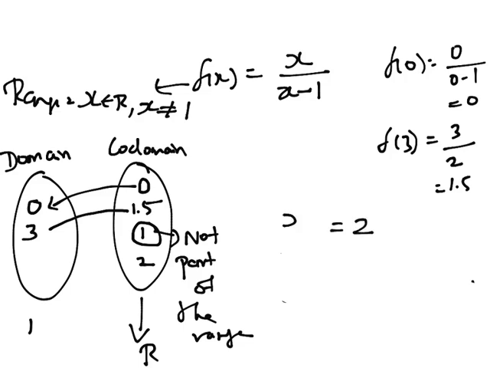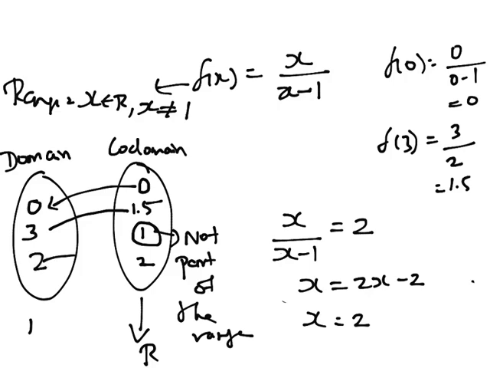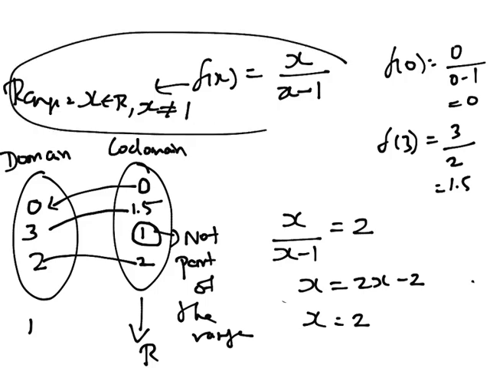That means x over x minus 1 should be 2. So x equals 2x minus 2. That means x equals 2. Yes, in fact, if I put 2 here, you'll get 2 here, right? So 2 is also part of the range. So for this function, the range is all real numbers except 1.